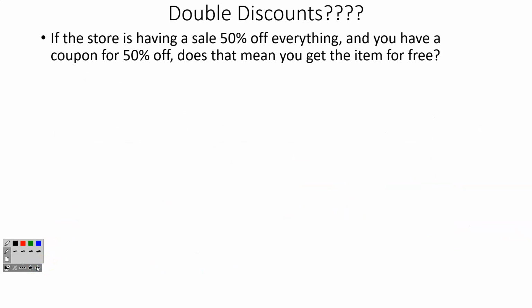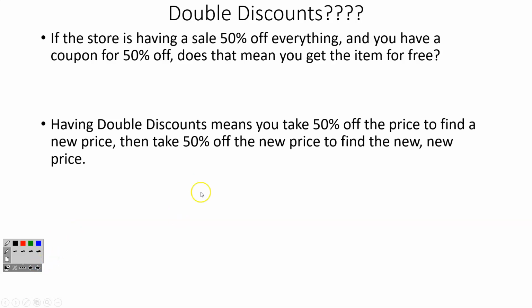One quick thought for you. If a store is having a 50% off sale and you have a coupon for 50% off, does that mean the item's free? Because 50 plus 50 is 100%? Yeah, not quite. So having a discount like this, a double discount, means you take 50% off the price to find a new price, then take 50% off the new price to find a new price. So on these type of double discounts, you have to do 2 different percent problems.